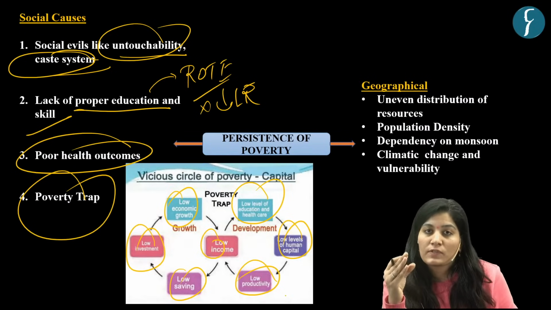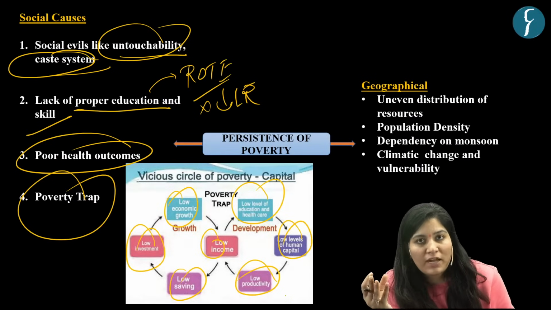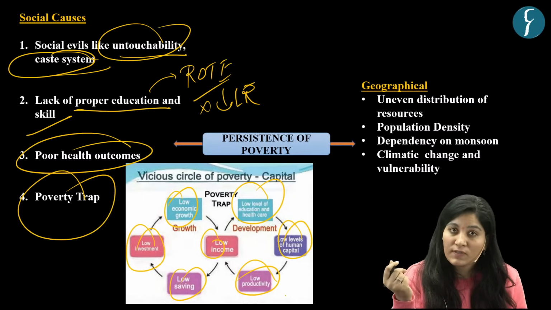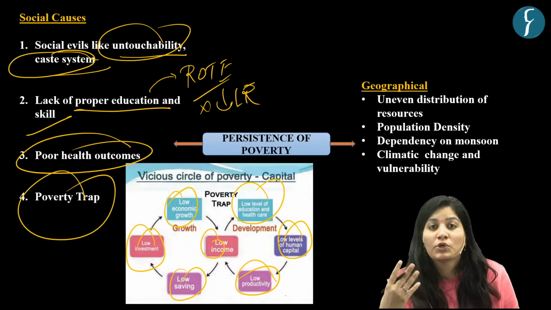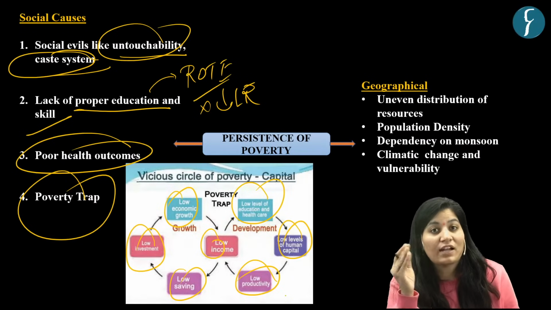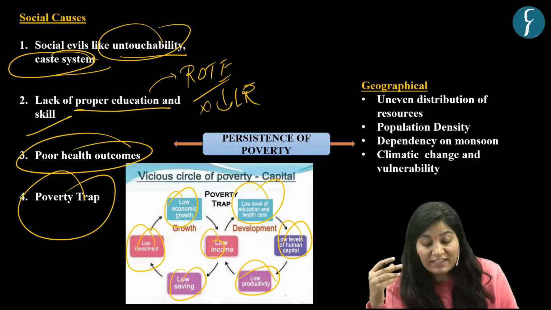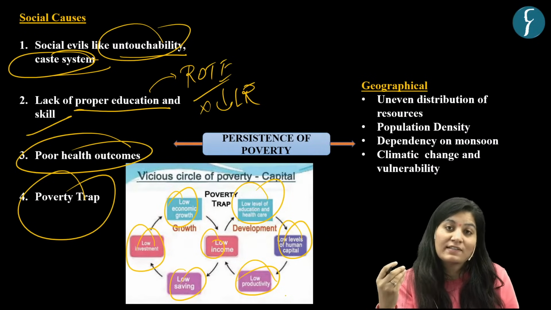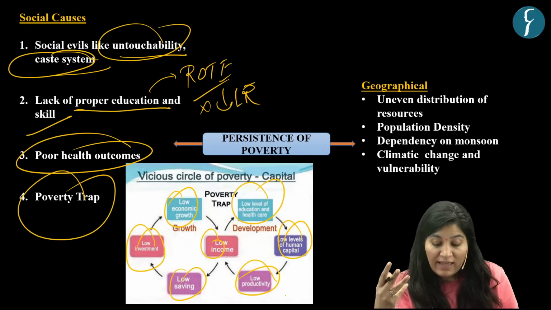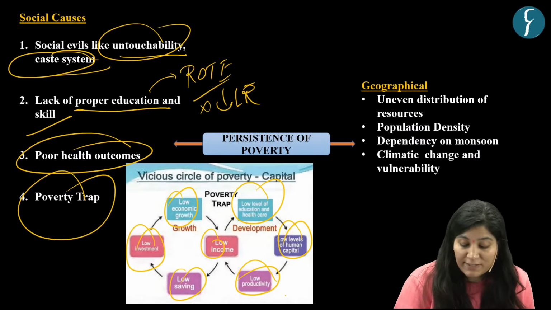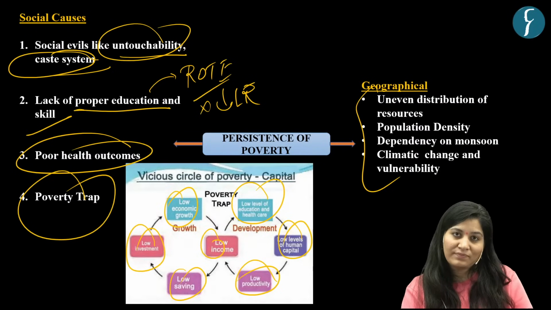Uneven distribution of resources. Major resources, major minerals you can find in the Chota Nagpur Plateau. So there is uneven distribution of resources. Population density issue, just now we have covered. It will create a huge pressure on finite resources. That will lead to misallocation of resources. Got it? Then dependency on monsoon. Still 60% area is rain fed. So there is this dependency on monsoon. And climate change and vulnerability, because of all these factors, somewhere it will restrict India's growth towards being an inclusive nation. Got it?